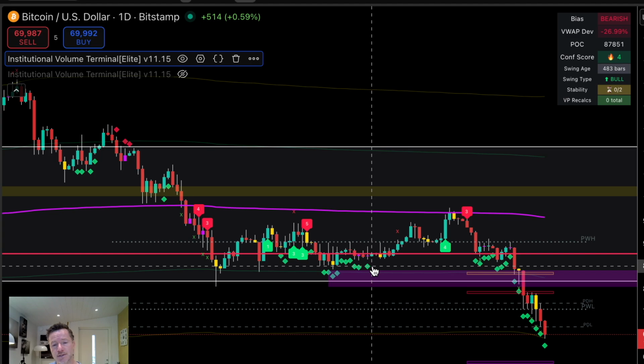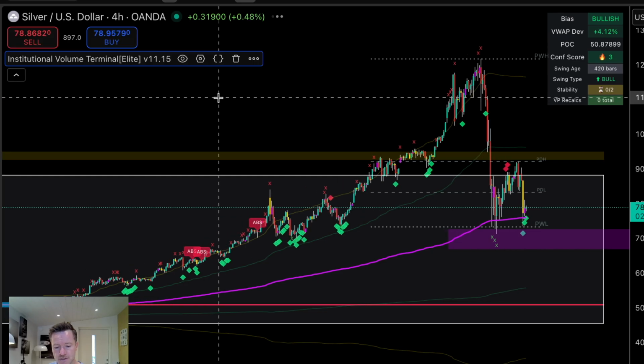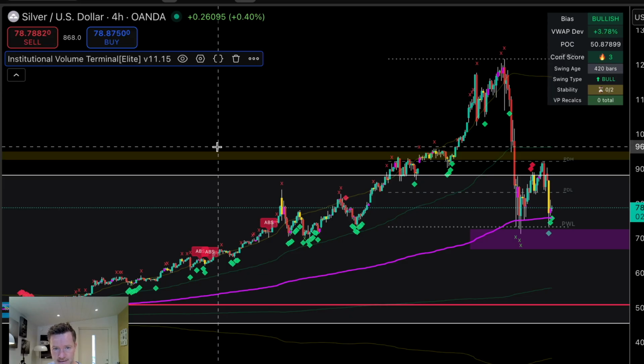That is what institutional abandonment looks like on this chart. Now let me show you the exact opposite structure. This is where institutions are aggressively accumulating. This is silver, and this is textbook institutional accumulation.